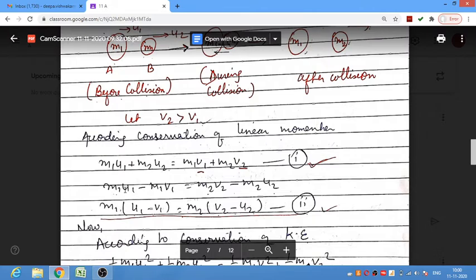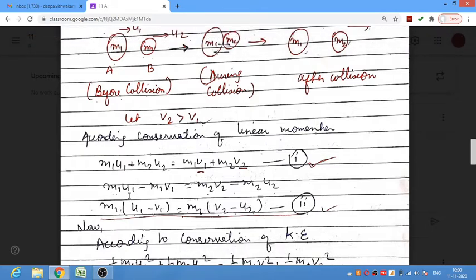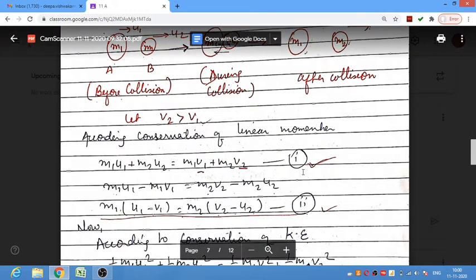Now we can write m1 u1 minus m1 v1, put this term on this side and the u2 term on this side. Now take the common m1, then bracket u1 minus v1 is equal to m2 bracket v2 minus u2. This is the second equation, which is derived from equation number 1.